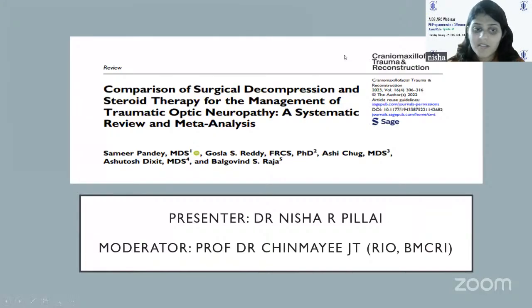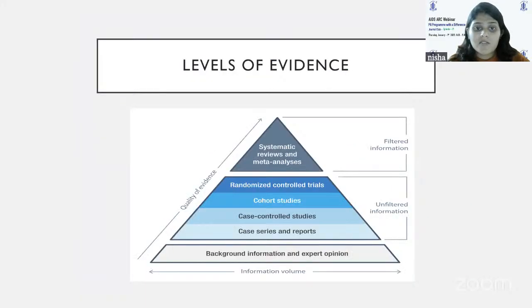So my topic is comparison of surgical decompression and steroid therapy for the management of traumatic optic neuropathy, a systematic review and a meta-analysis. At the outset, I would like to say that in an ideal situation, we would not be doing a systematic review and meta-analysis for a JC, but the topic being neuro-ophthalmology and the cases being fewer, it's very difficult to get good randomized controlled trials and also cohort studies. That is why we chose to go for a systematic review and meta-analysis, which also has the highest quality of evidence.